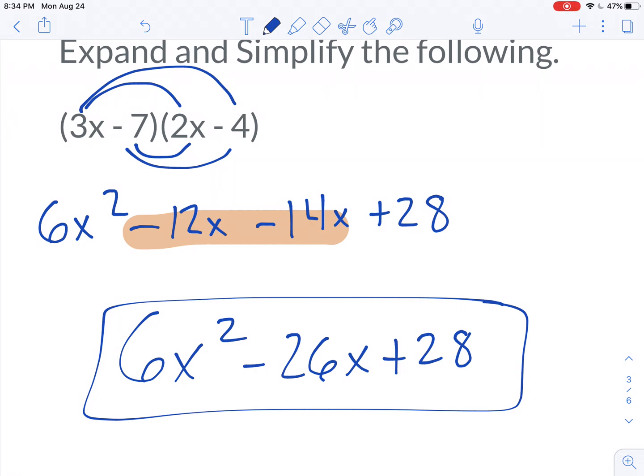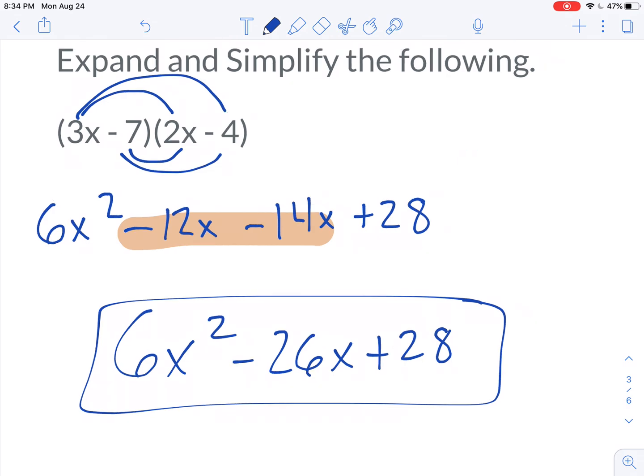People in the past have asked me, can I factor out a 2? I don't want to factor out a 2 when I'm expanding. I'm trying to turn this from a factored form into an expanded form. So 6x squared minus 26x plus 28 is my final one there because I distribute each term to each other.